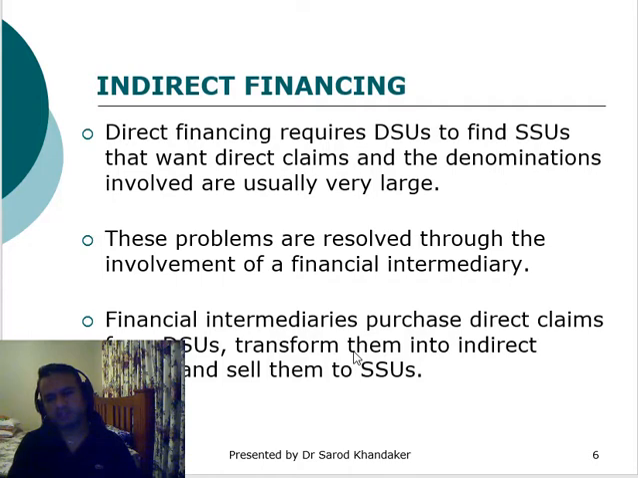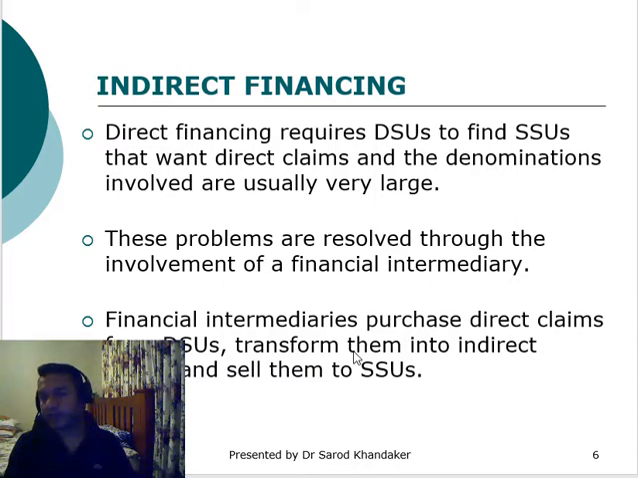In direct financing, it requires DSU to find SSUs that want direct claims, and the denominations involved are usually very large. However, this problem is resolved through the involvement of financial intermediaries, such as banks and financial institutions. Financial intermediaries purchase direct claims from the DSU, such as the household, government, and business sector, transform them into indirect claims, and then sell them to the SSU.